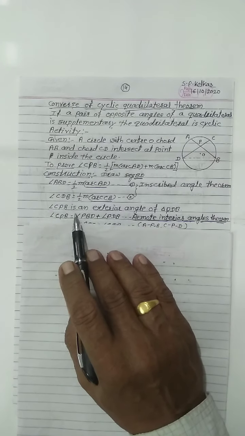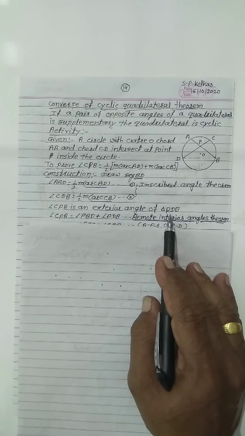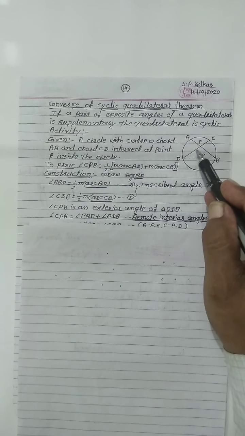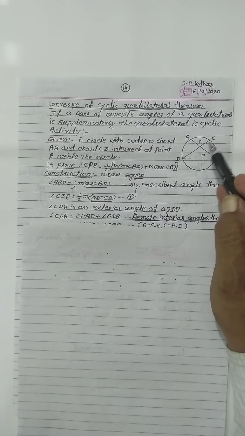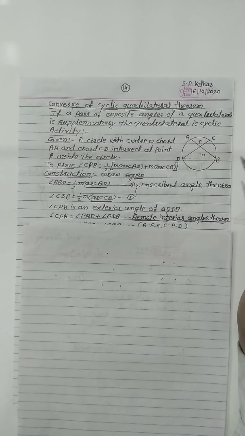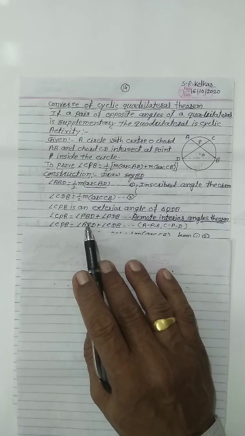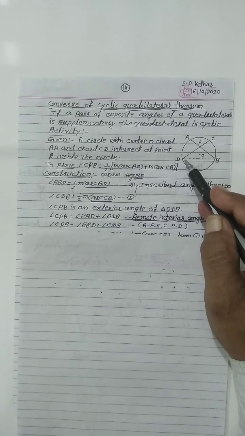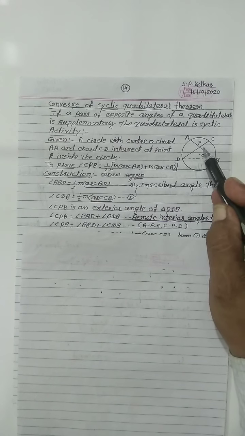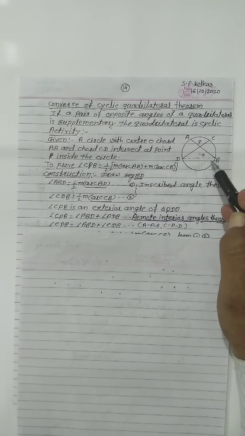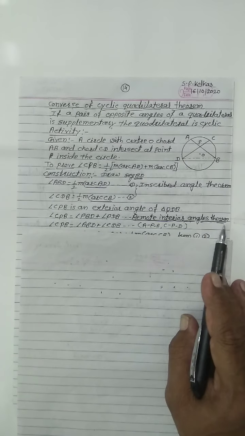Then angle CPB is an exterior angle of triangle PDB. For this triangle, angle CPB is an exterior angle. So we can write angle CPB equals angle PBD plus angle PDB, that is, this angle equals this angle plus this angle. That is the remote interior angle theorem.